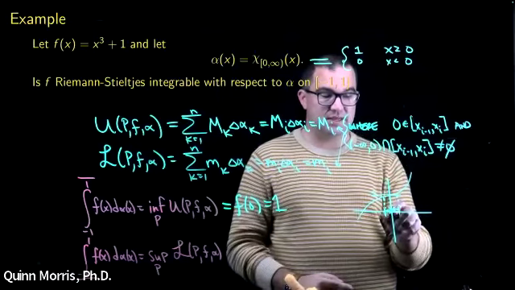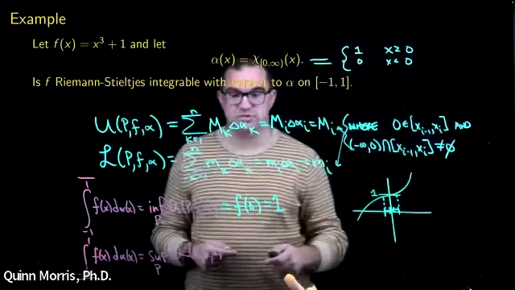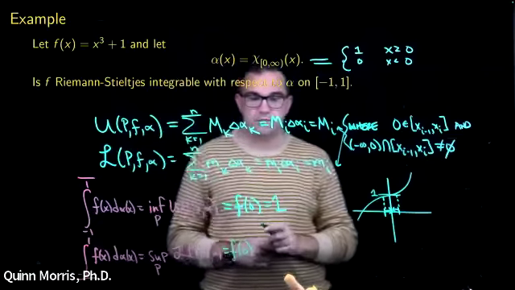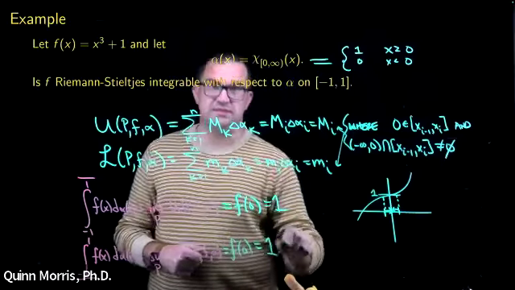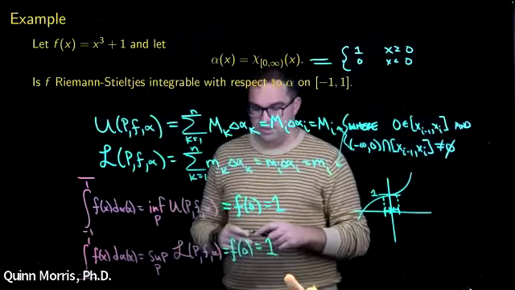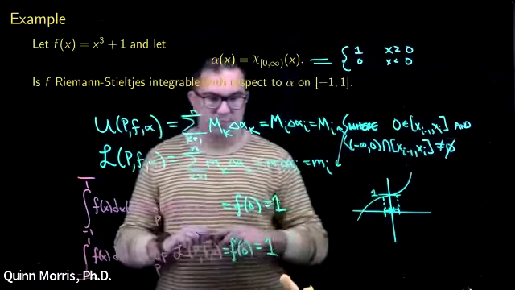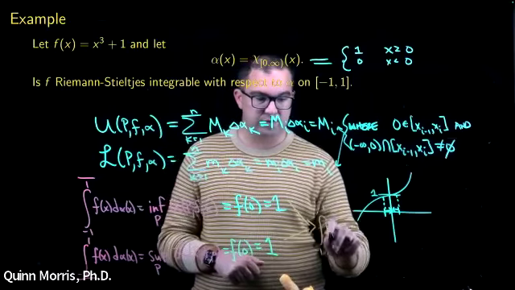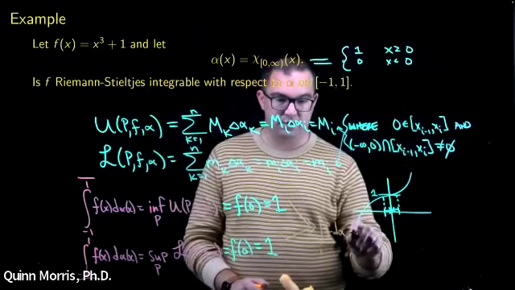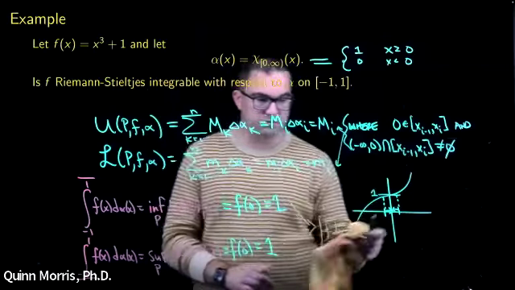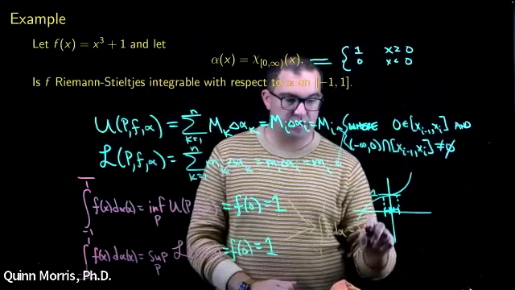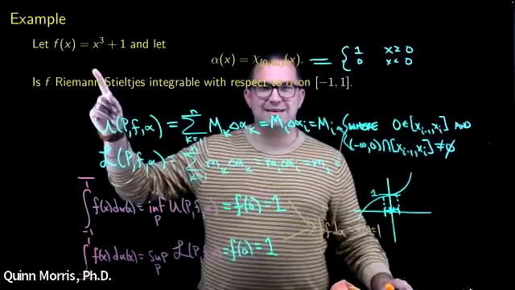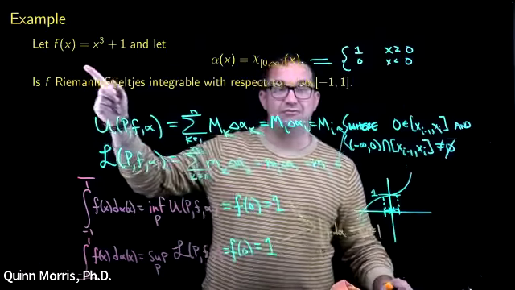When that happens, it has to contain 0. This again collapses to 0, and you just end up with the function value at 0. Which again, in this case, the function at 0 is equal to 1. And so because these are equal, this implies that our function is Riemann-Stieltjes integrable with respect to this alpha, and its value is just f of 0, which in this case is 1. Now, let me also point out, we really didn't use anything about this function f.